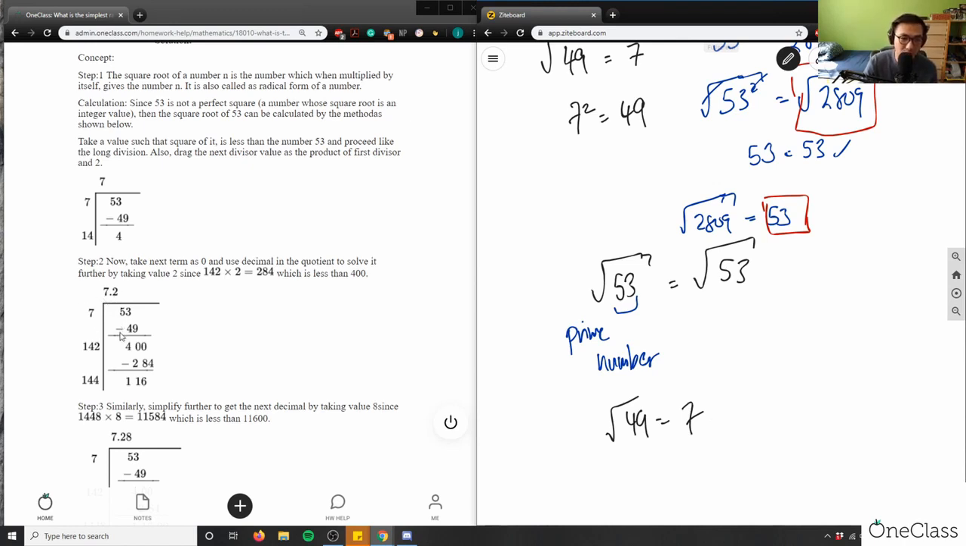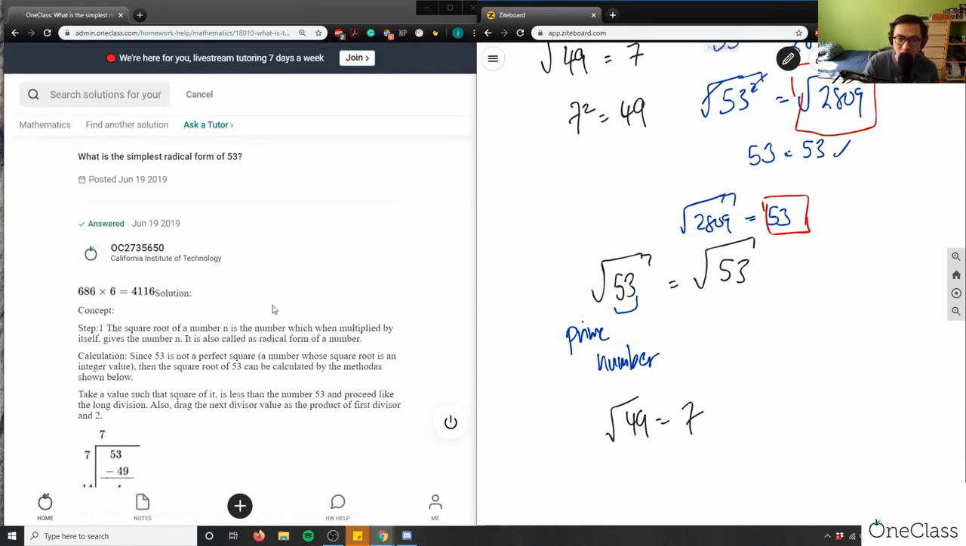That's what they did here. 7 times 7 is 49, and then they brought this down. You have 4, and then you're going to add 2 zeros here. You're taking the 2 zeros, and then you're solving for something else, and this becomes 142. 7 times 2 is 144 in this case. So that's what they're doing here in terms of simplifying that.